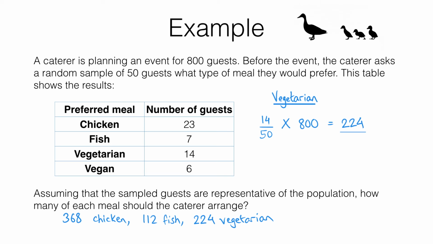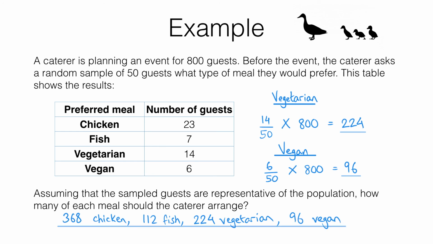Finally, let's have a look at how many vegan meals the caterer should arrange. 6 50ths of the sample wanted a vegan meal, so we would expect 6 50ths of the population to want a vegan meal. So to calculate that, we just need to do 6 50ths multiplied by 800. And that gives us 96. So we need 96 vegan meals. And this is our final answer.